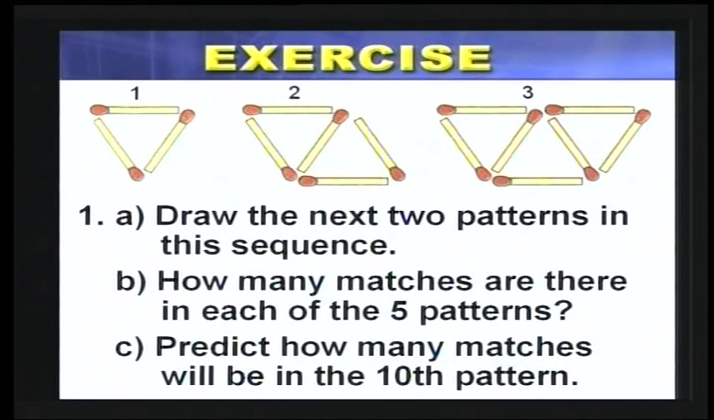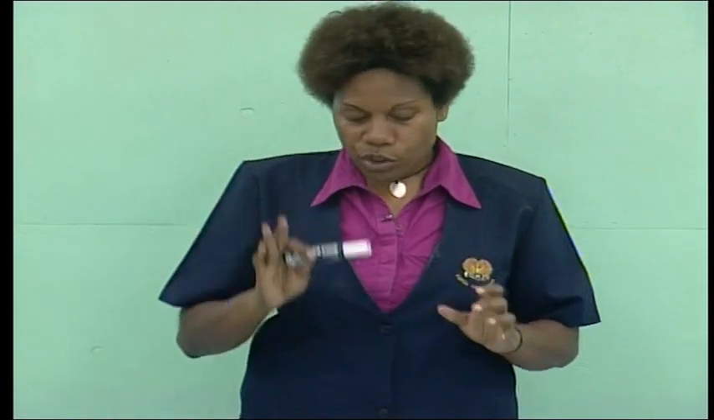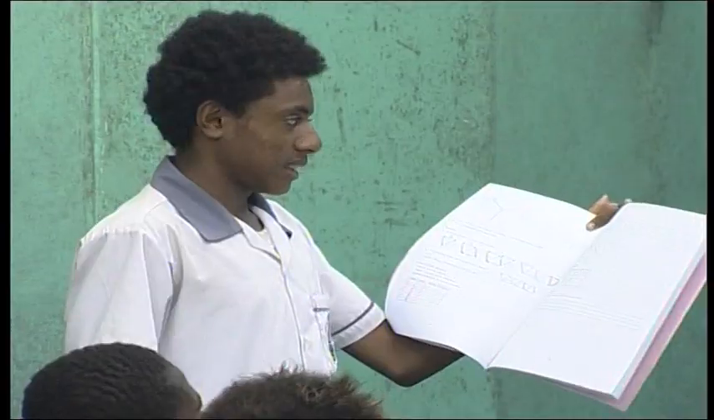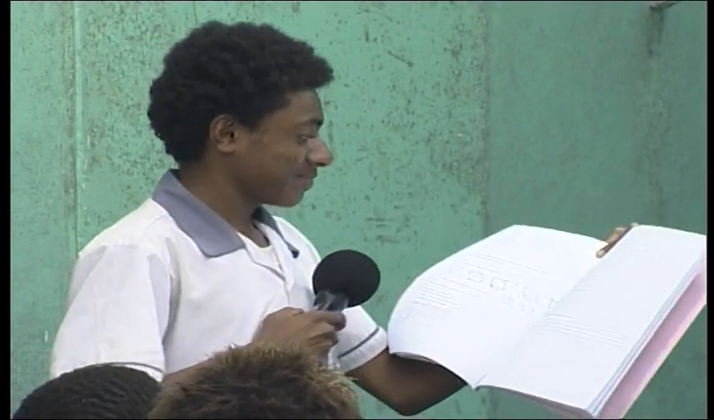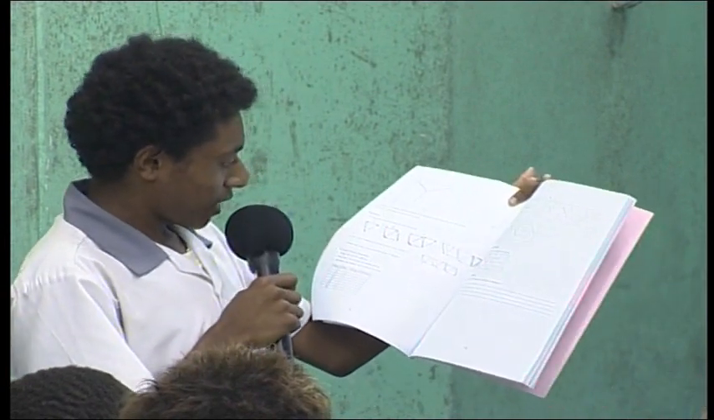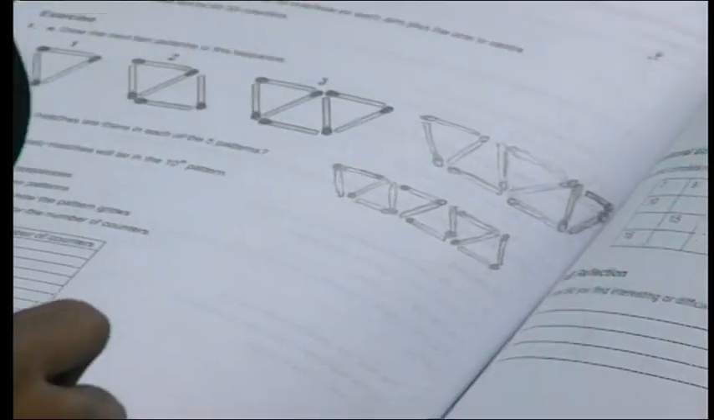Okay, receiving students, though, if you drew your patterns on a piece of paper, on an A4 paper, you can show to the class what you drew, okay? And the students will confirm their drawings with yours. Okay, so Donald, can you just show us what you drew? How do your next two patterns look like? Start by three and add two each time.